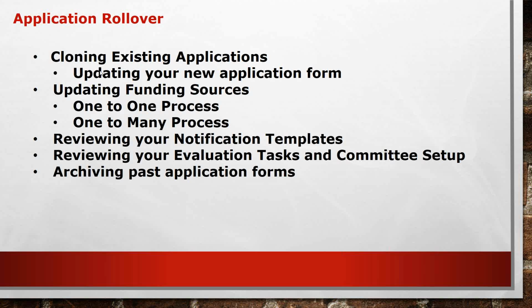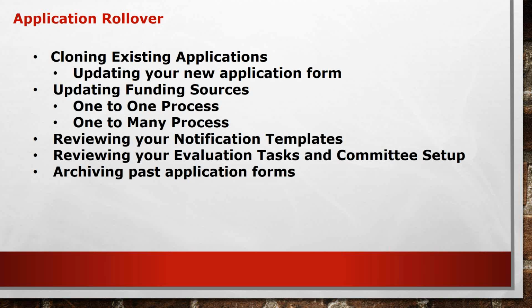Okay. And then we'll also be talking about updating the funding sources. So when you clone your application, you're going to need to update the funding sources. So that's the pool of money that's funding that application. So we're going to talk about how to do that with a one-to-one process. So that's one application with one pool of money funding that application, as well as a one-to-many process. One application with multiple application forms funding it.